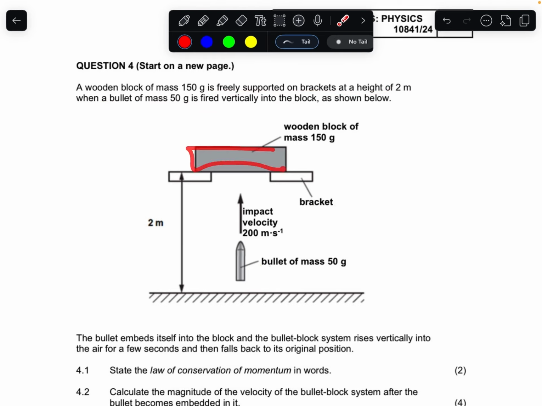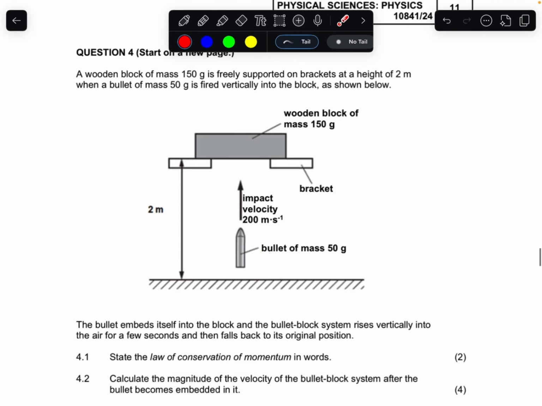Guys, here's the wooden block as supported there by the brackets, and it's just placed there, right? And the height from the wooden block, it's 2 meters, right? And here's the bullet. The bullet travels with a velocity of 200 meters per second. It's a constant velocity. So the bullet is going to hit that, and surely this is going to move.